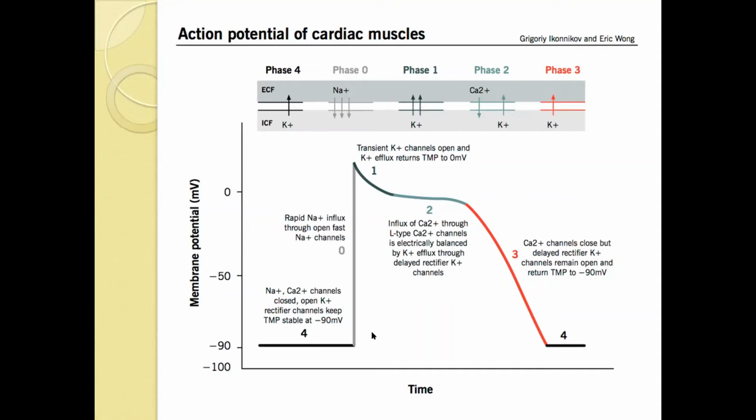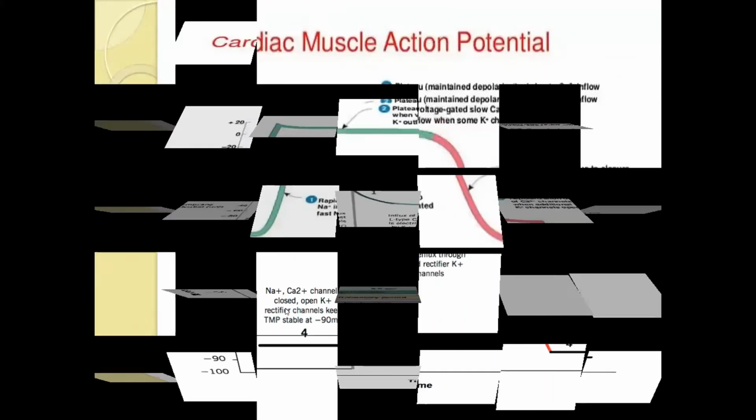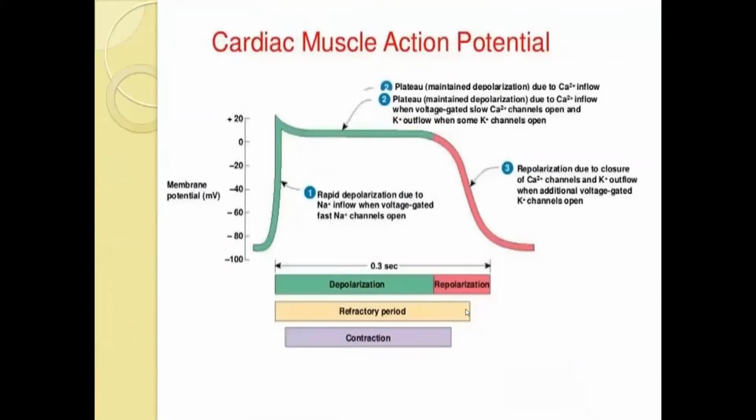So you cannot have another contraction here; you have the actual contraction here. This is the depolarization and repolarization, so it is between here, from phase 1 until here. But why does it have a long refractory period?